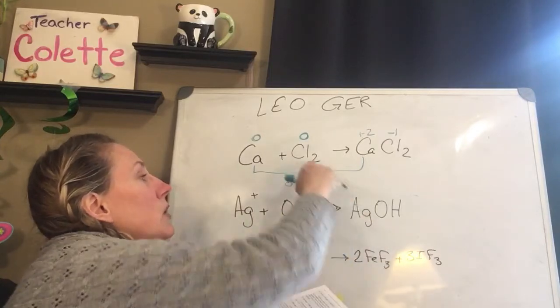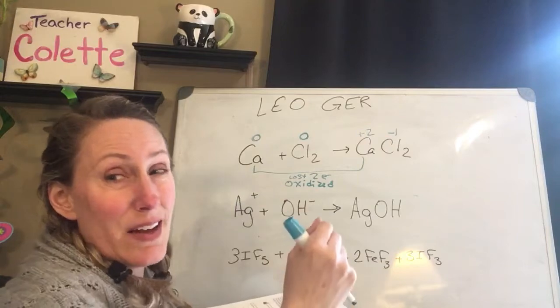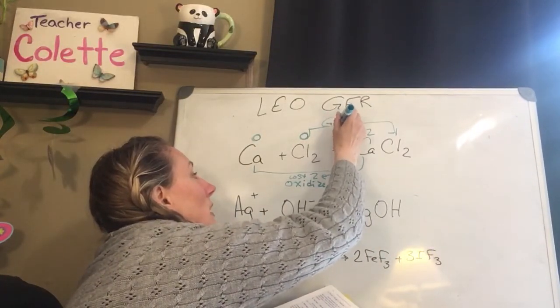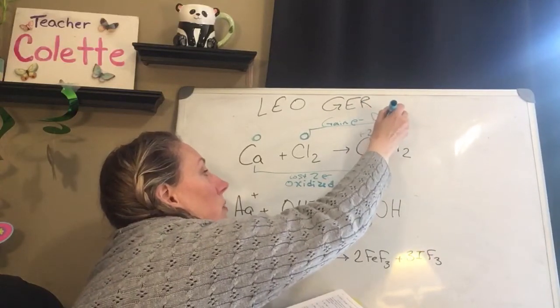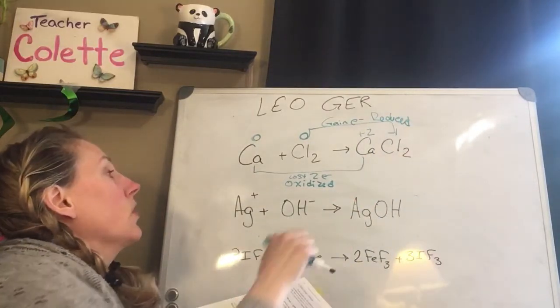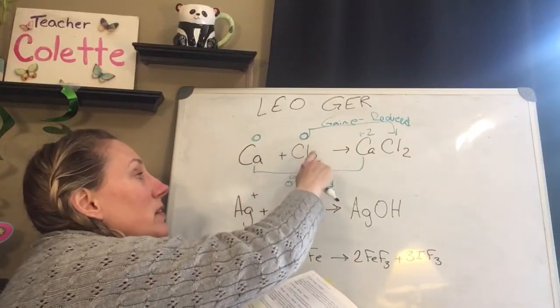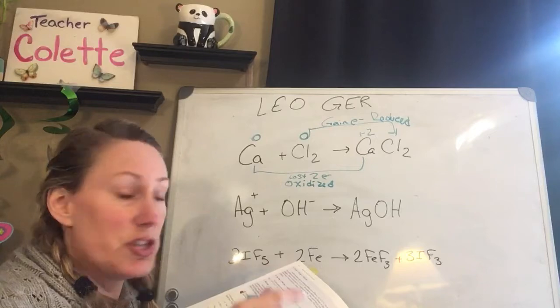And chlorine went from 0 to -1. So when you get more negative, you are gaining electrons. And so that is reduced. Reduced. I think I spelled that right. So this is a redox reaction. This is oxidized, this is reduced. Okay, and you can tell because their oxidation numbers changed.